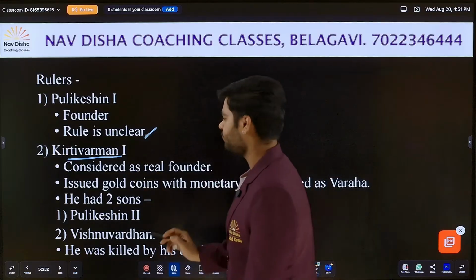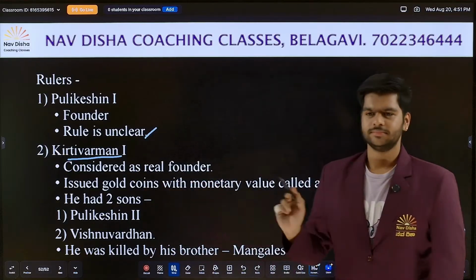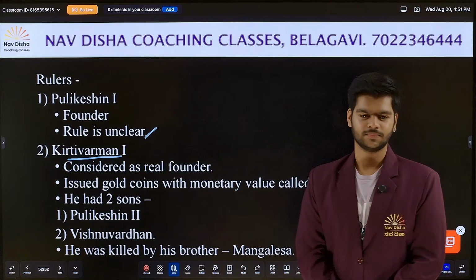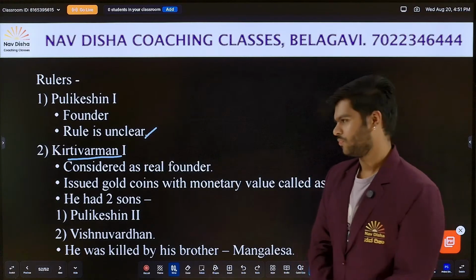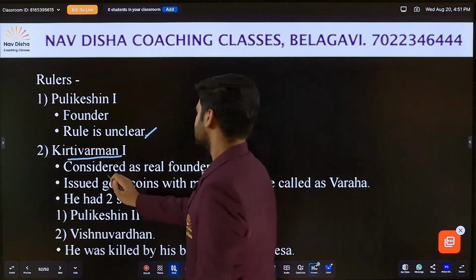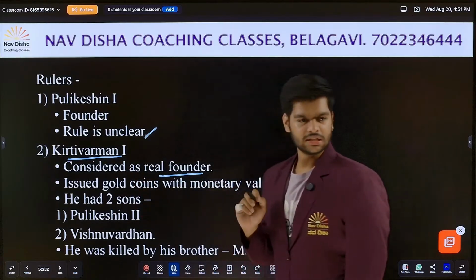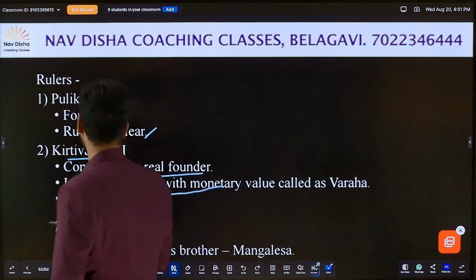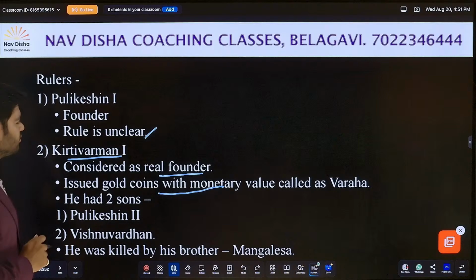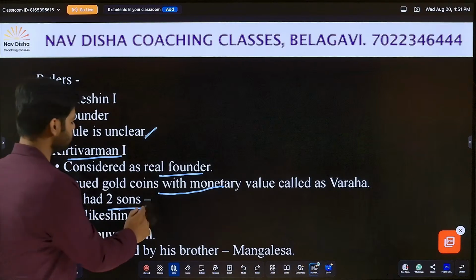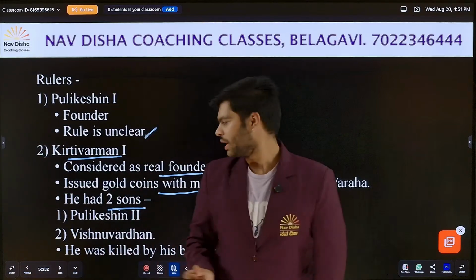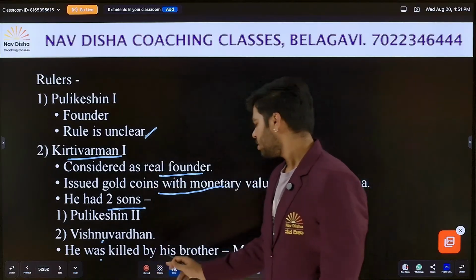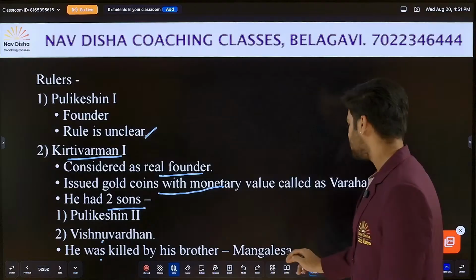Kirtivarman I. Considered as the real founder, Kirtivarman I issued gold coins with monetary value called Varaha. Varaha was the name of gold coins. He had two sons, Pulikeshin II and Vishnuvardhan. Kirtivarman I was killed by his brother Mangalesa.